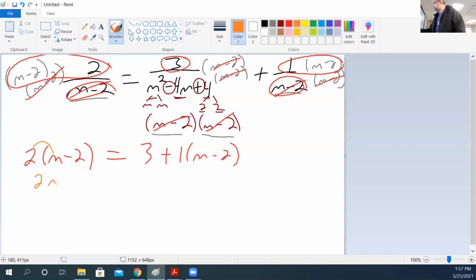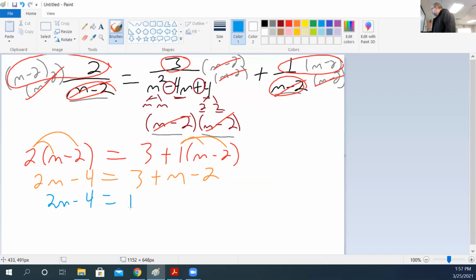2 times m is 2m. 2 times minus 2 is minus 4, equals 3. 1 minus 1, so it's plus m. 1 times negative 2 is minus 2. All right. Let's combine some like terms. 3 minus 2 is 1, plus m. And now, you can move anything you like. I'll move the 4. So plus 4 to both sides, cancels there. So we've got 2m equals 5 plus m.